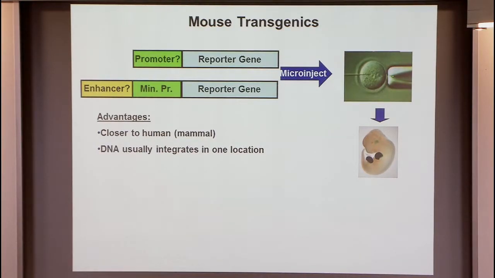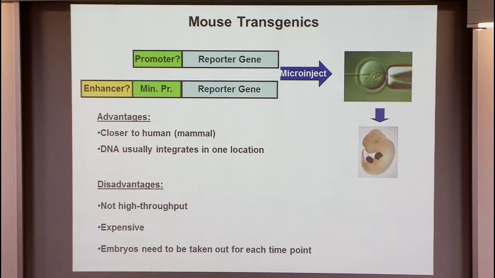So the advantage here, closer to humans, it's a mammal. DNA usually integrates in one location, and so that gives you advantage. The disadvantage is it's not that high throughput. It takes a lot of time to do these experiments, and they're very expensive. For example, in UCSF to do a transgenic, it cost me now about $3,000. So it's quite a lot of money.